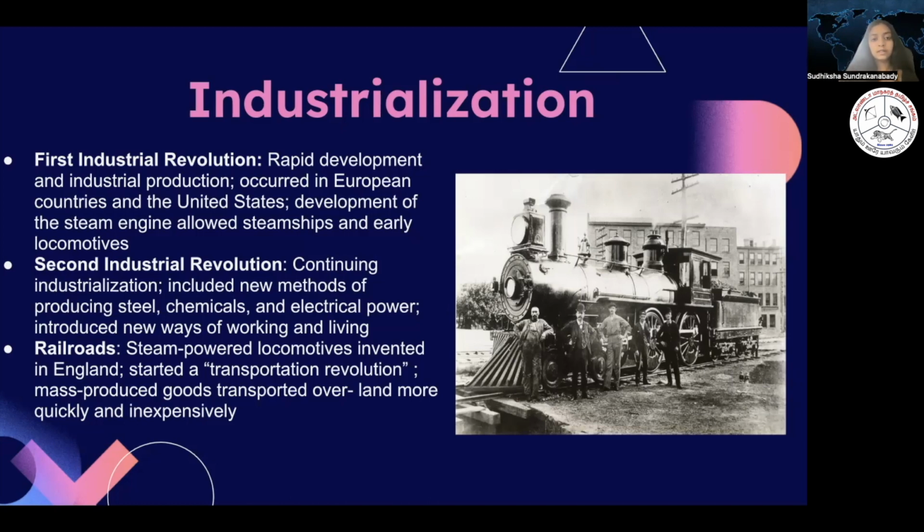Next we have the second Industrial Revolution. This was a continuing industrialization, but it involved new methods. It included steel, chemicals, and electrical power, and introduced new ways of working and living. One of the main things that came from the second industrialization was the railroad. This was a steam powered locomotive that was invented in England, and it started a transportation revolution. Like I said before, mass produced goods were transported over land quickly and inexpensively.